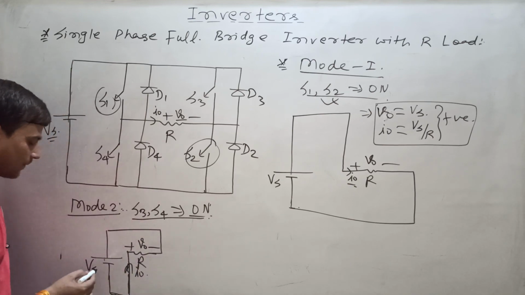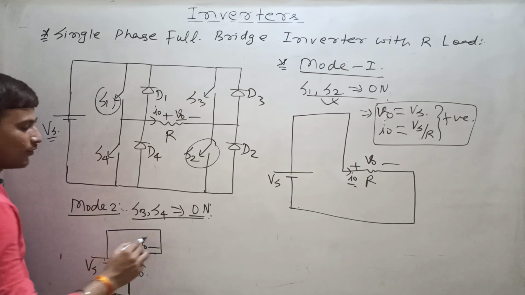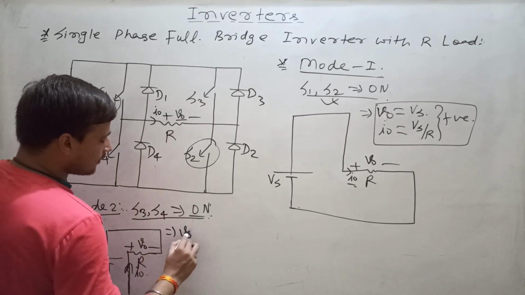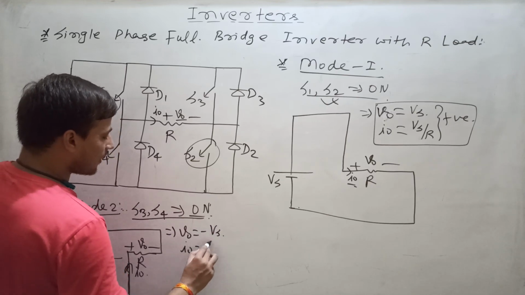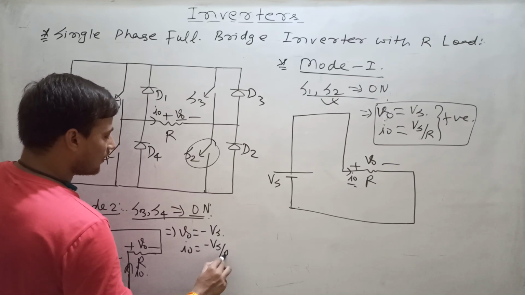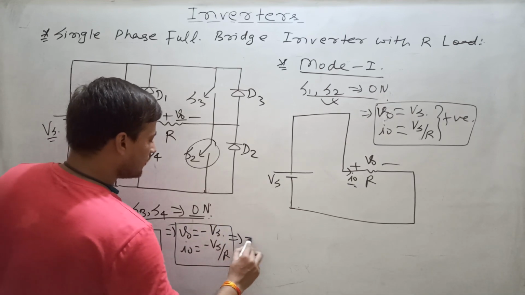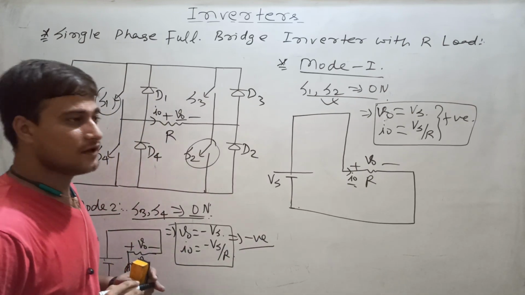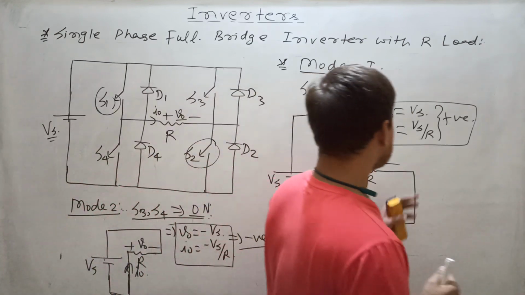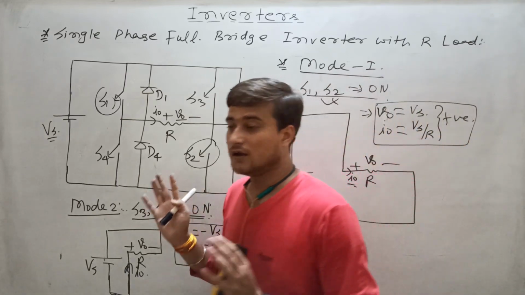Now what do you see? Minus Vs minus V0 is equal to 0. From here V0 is coming minus Vs. Similarly, current I0 will become minus Vs by R. That means here you are getting voltage and current both as negative. Clear? So in the first mode you are getting positive, in the second mode you are getting negative.